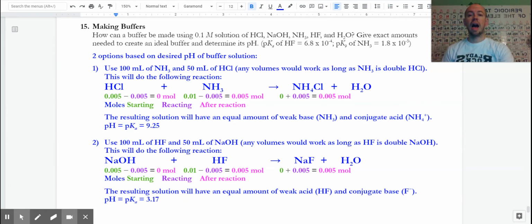So we could use high enough volumes. We could use a liter, we could use half a liter, we could use 1,000 liters and 500 liters. All of those work as long as it's a 2 to 1 to make an ideal buffer. If it's close to 2 to 1, it'll make a buffer, but it won't be ideal. So the key here is I have 0.01 and 0.05. This is like all reactions of acids with bases. It is stoichiometry. It goes to completion.